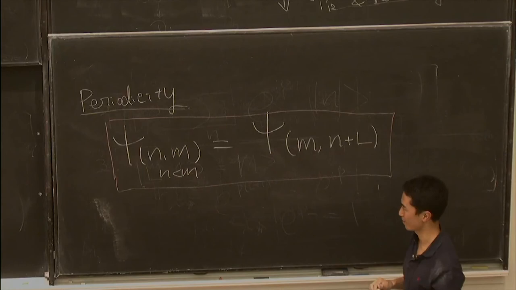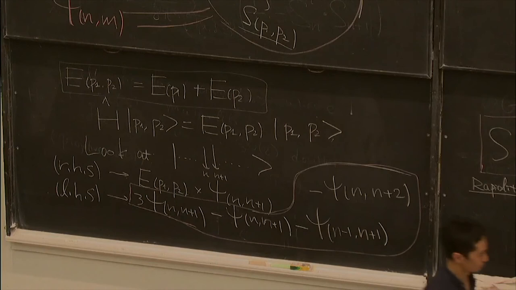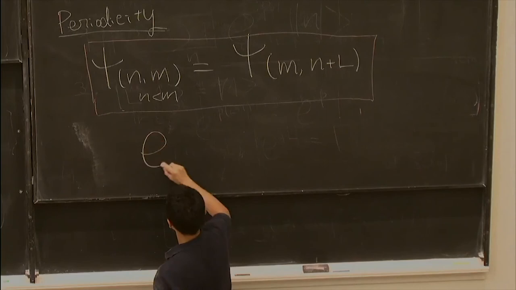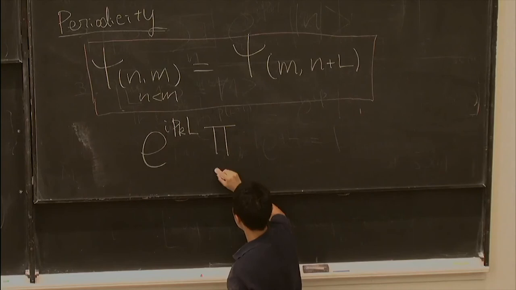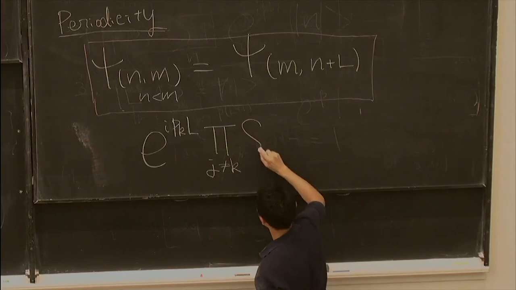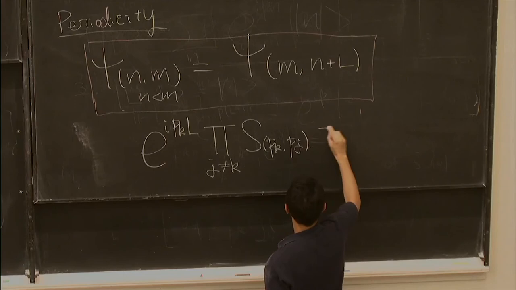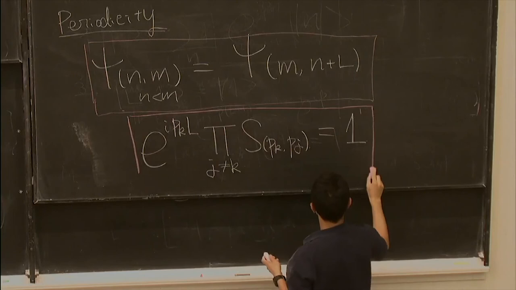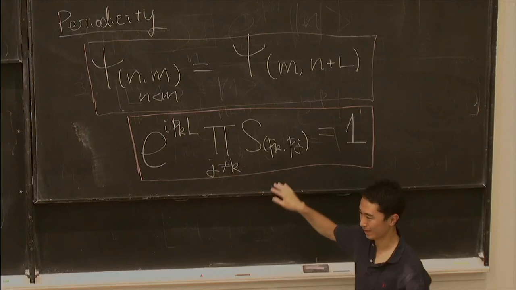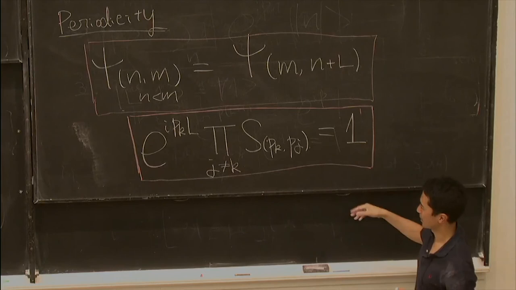And if you require this equation, then in the end, I should be able to write the Bethe equation. So you get this equation. e^{i p_k L} times the product over j of S(p_k, p_j) equals 1. I'm writing it in a way that it can be generalized to the multi-particle state. Of course, in the case of two particles, this product is not really a product. This is just a single S matrix. But I just wrote it in this way because this can be generalized to multi-particle states.